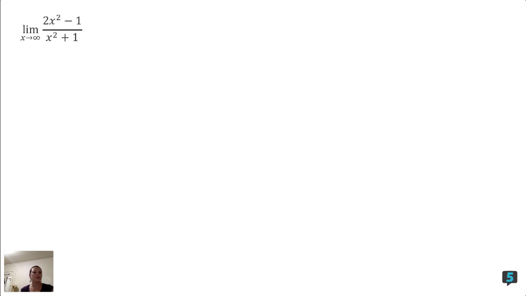This next example is the limit as x approaches infinity of 2x squared minus 1 over x squared plus 1. Take a minute on your own and see if you can solve this one. It's slightly different than the other ones we've done so far. Once you think you've got that answer, go ahead and type it into the chat and we'll see if we agree.